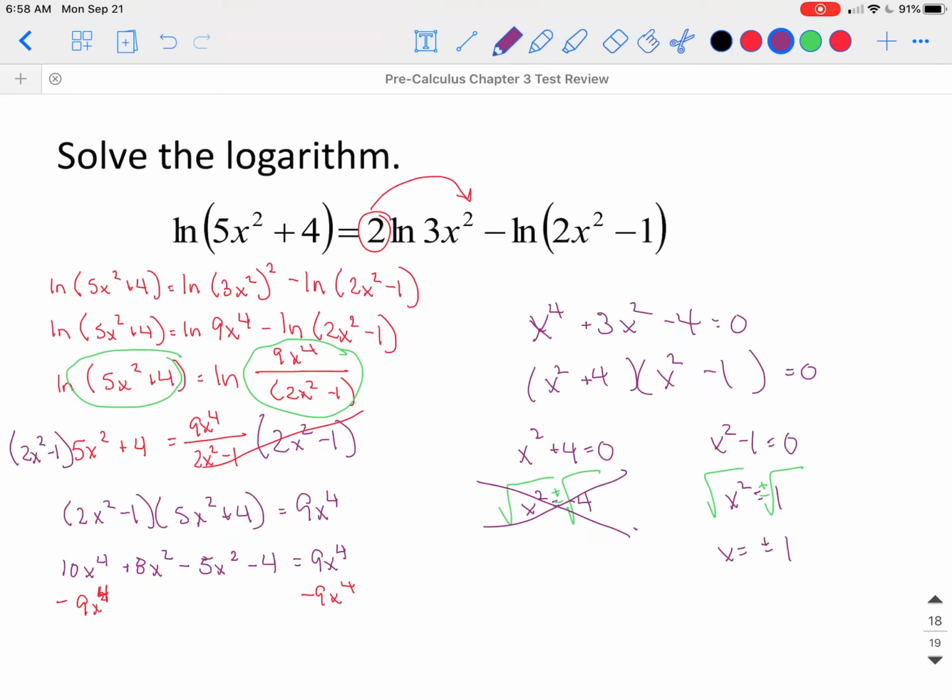So if we plug in a negative 1, 5 times negative 1 squared. Negative 1 squared is a positive 1 times 5, which would give us 5 plus 4, works there. 3 times negative 1 squared would give us a 3. We're good on that one. And 2 times negative 1 squared. Negative 1 squared is positive times 2 is 2 minus 1. We are good there as well. So both solutions are possible.